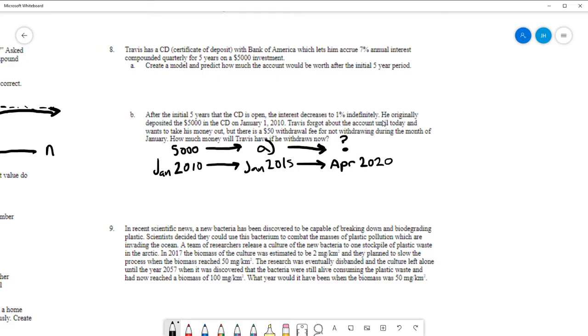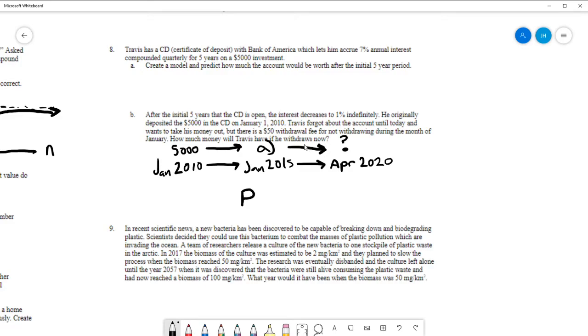There's this extra little stipulation added on here, which says that if he wants to take out his money, there's a $50 withdrawal fee for not withdrawing during January. So how much money will he have if he withdraws now? So we need to calculate how much is the account worth in April of 2020. That's what we need to figure out. So let's say that our answer to part A was P, because I don't want to tell people the answer to part A yet.